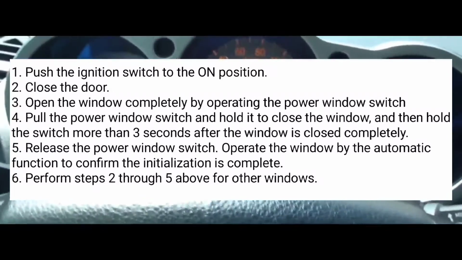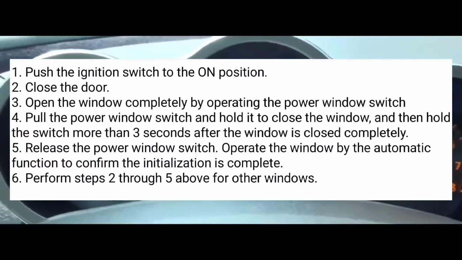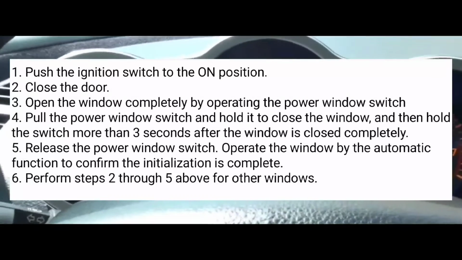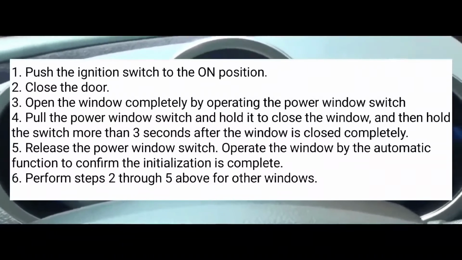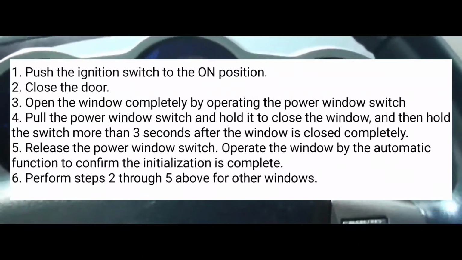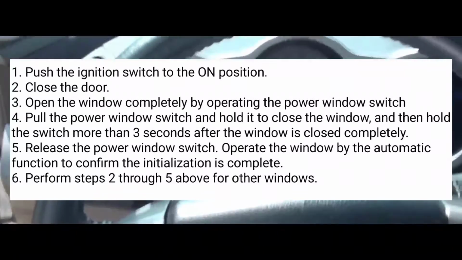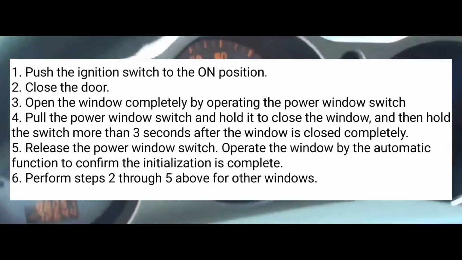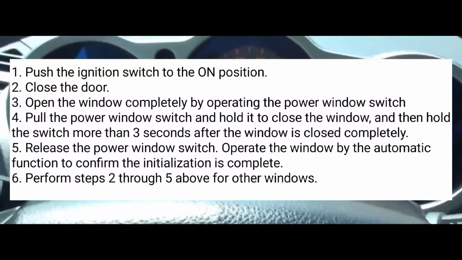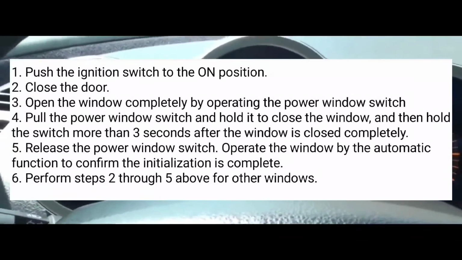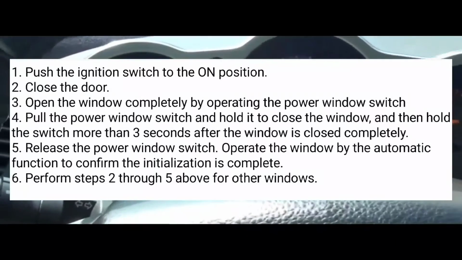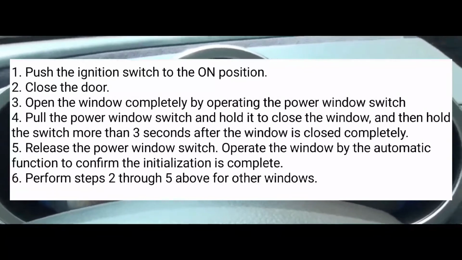After that, you're going to open the window completely by operating the power window switch. So you're essentially bringing your window all the way down. Next, you're going to pull the power window switch and hold it to close the window, and then hold the switch more than 3 seconds after the window is closed completely. Next, you're going to release the power window switch.